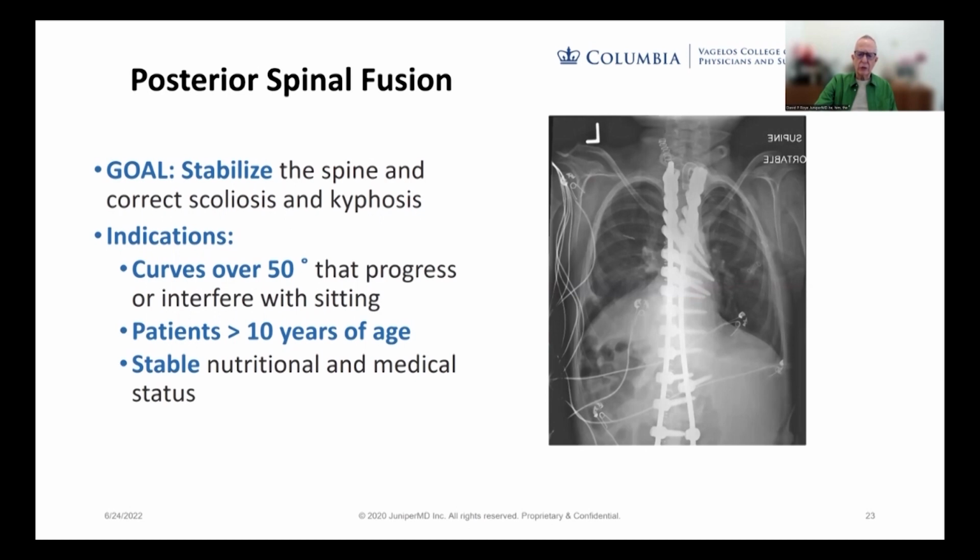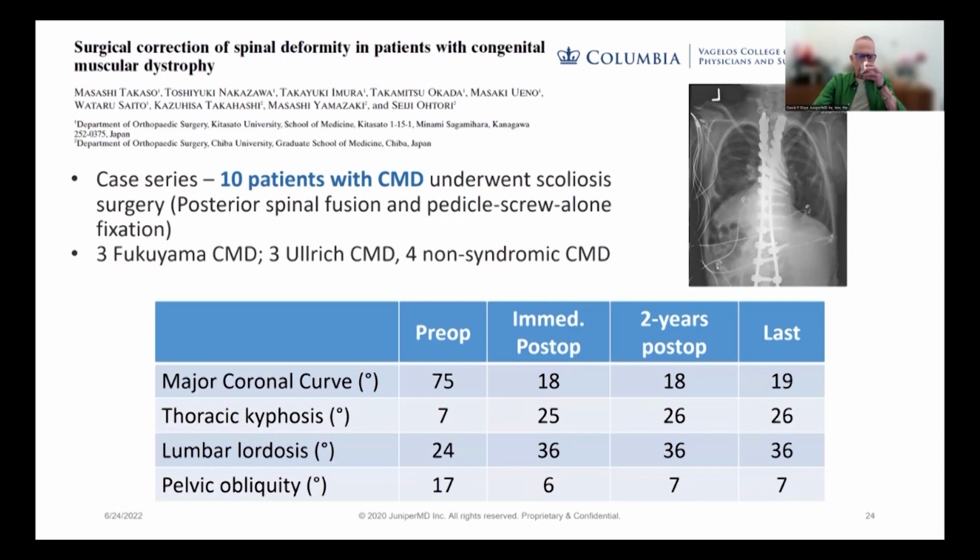Posterior spinal fusions are the gold standard of treatment. They correct the kyphosis and scoliosis, and the indications are curves over 50 degrees that progress or are interfering with sitting, and generally in patients greater than 10 years of age, with stable nutrition and medical status. This case series describes 10 patients with CMD who had very good 2-year results with good correction and maintenance of correction.